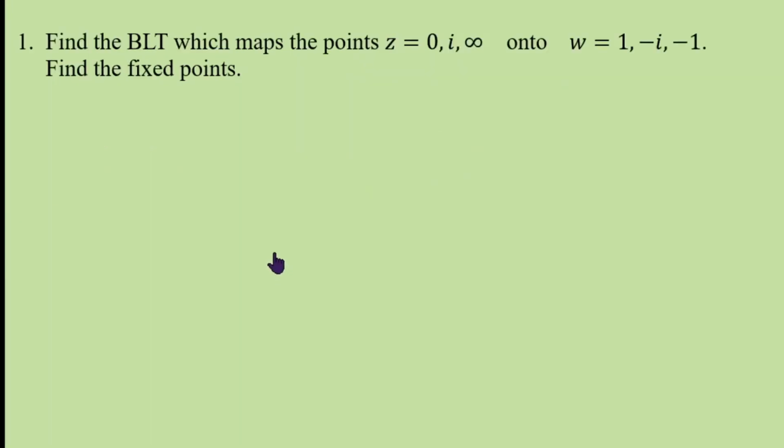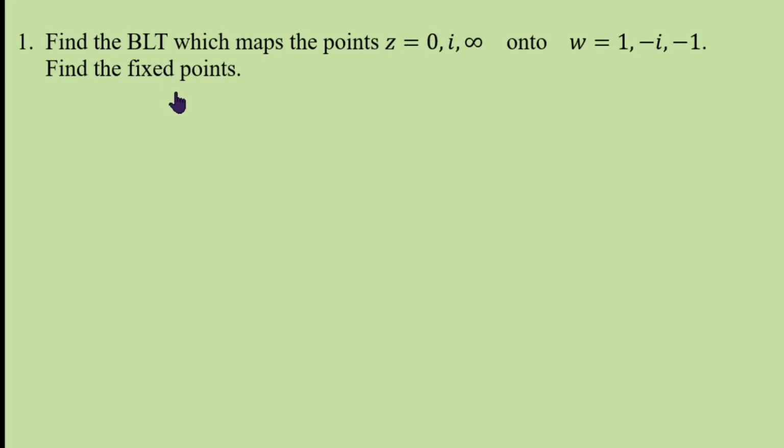Examples: find the bilinear transformation which maps the points Z equal to 0, i, infinity onto W equal to 1, minus i, minus 1, and also find the fixed points, that means invariant points.